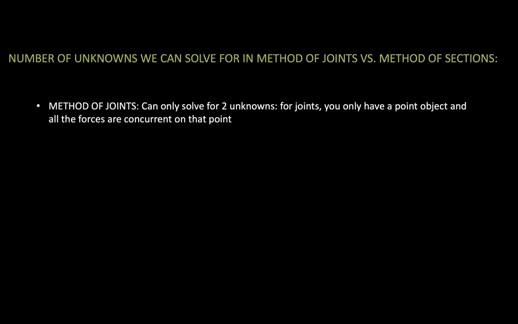The number of unknowns we can solve for in the method of joints versus the method of sections is also different. In the method of joints, we can only solve for two unknowns because in joints, you only have a point object and all the forces are concurrent on that point. Like in this example over here, where we had the point E, and there are three concurrent forces acting on that point E.